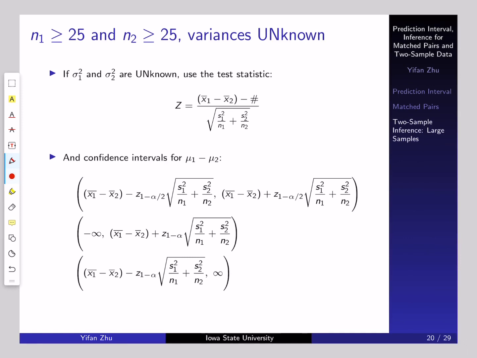And if sigma 1 and sigma 2 are unknown, then we will replace sigma 1 and sigma 2 using S1 and S2. So the confidence intervals are like this. Everything is the same except that we use S to replace sigma.